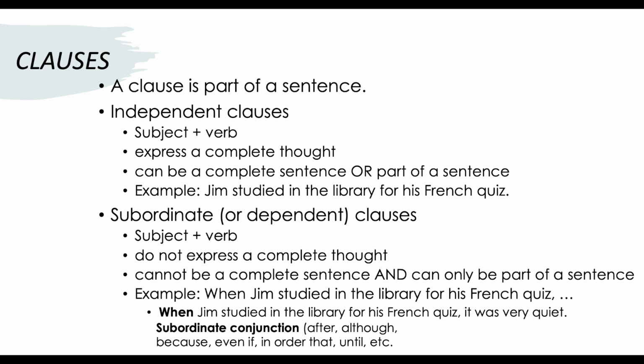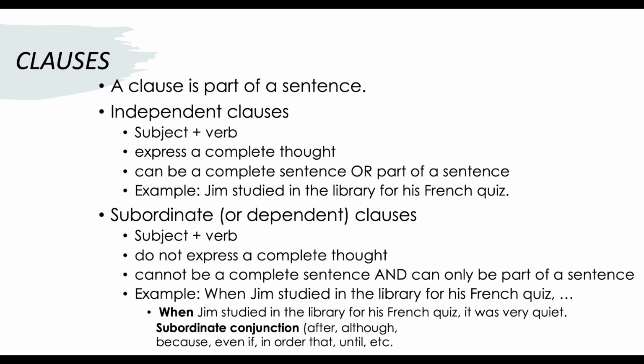So note that both independent clauses and subordinate clauses have a subject and a verb. In the independent clauses, we're expressing a complete thought, and they can be either a complete sentence on their own or they can be part of a sentence. So I gave us an example: Jem studied in the library for his French quiz. Now, that again could be a sentence on its own.